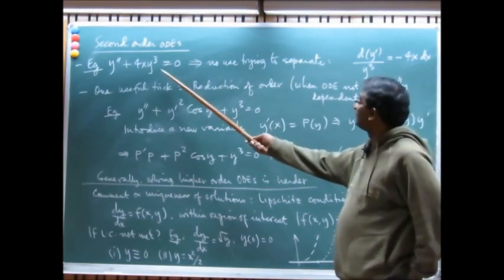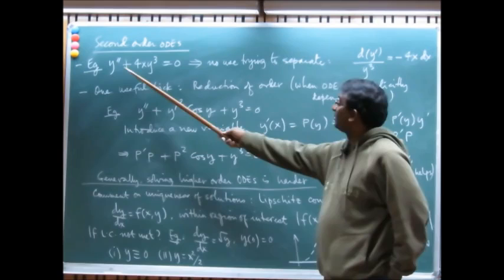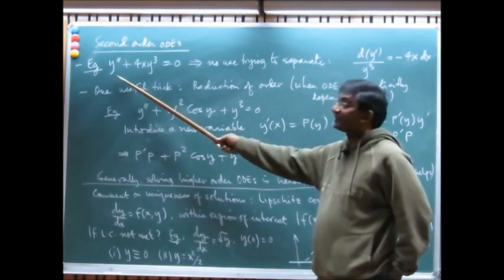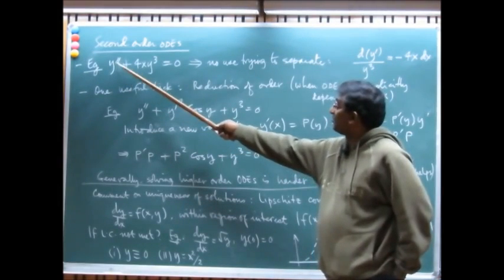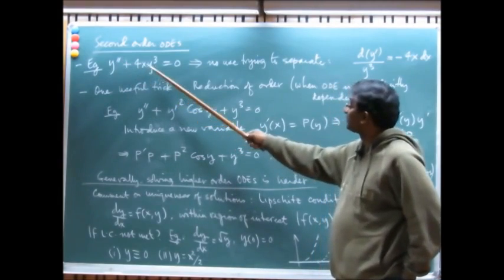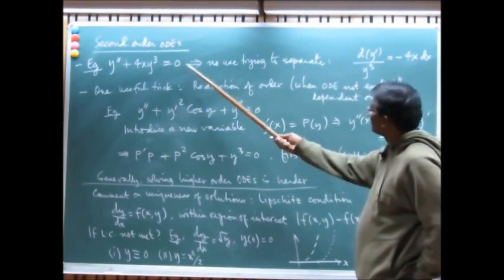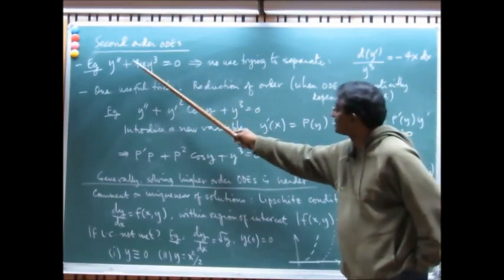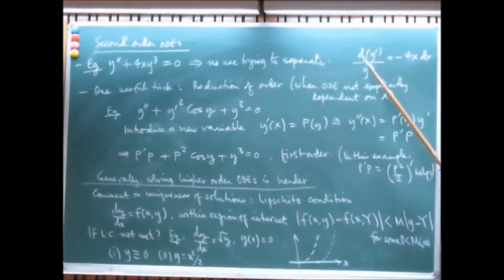For example, here's a random example: y double prime, that is d squared y by dx squared. These two primes mean that. y double prime plus 4x y cubed equals 0. You can't separate these terms. If you try to separate it, you will end up with dy prime by y cubed equal to minus 4x dx. And you don't know how to integrate this left hand side. So you can't try that separation.